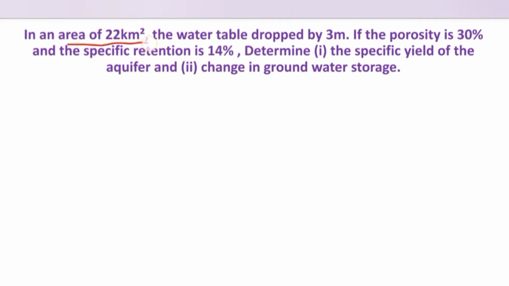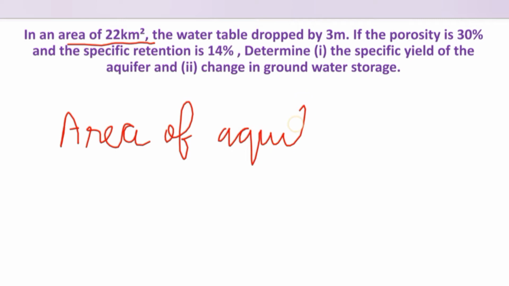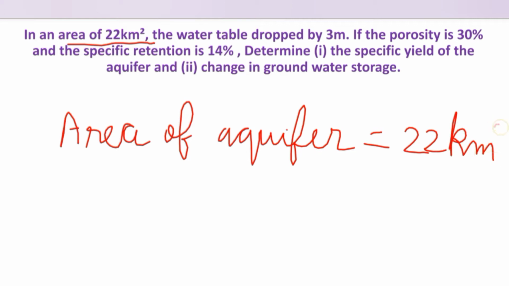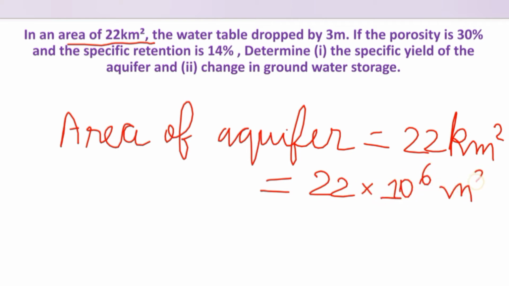Here, the area of the aquifer is 22 km square, and if I write it in meter square, then it will be 22 into 10 raised to 6 meter square. Next, water table dropped by 3 meter.